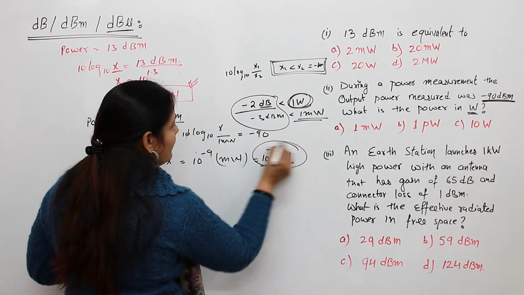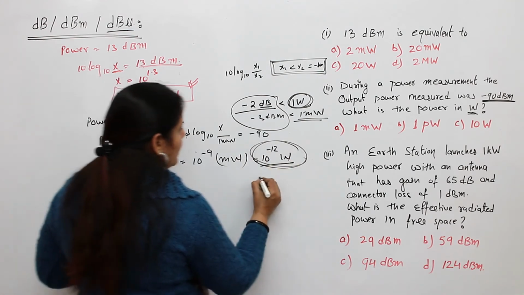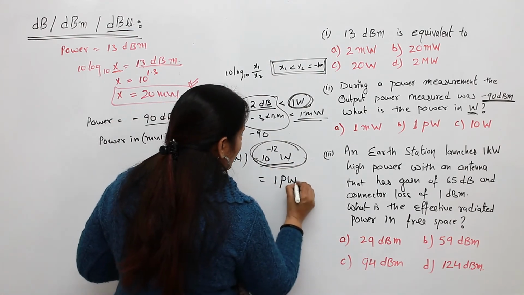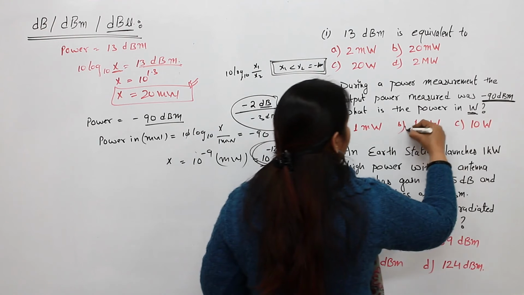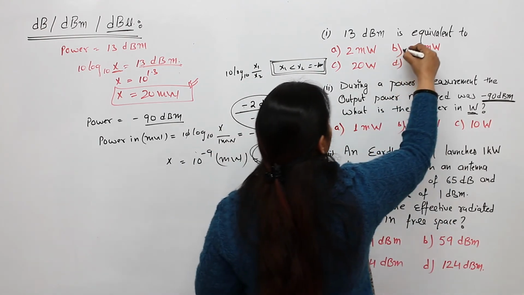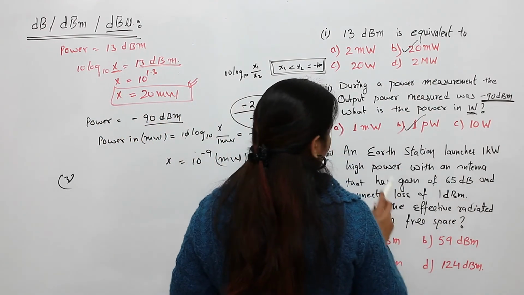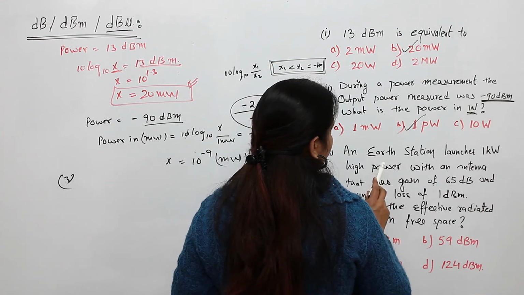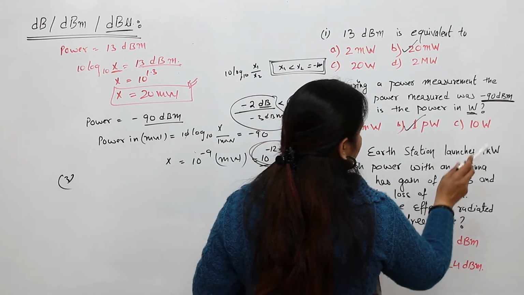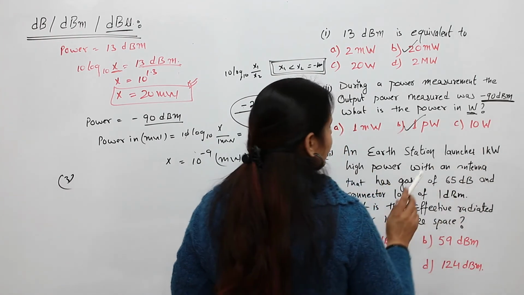So your answer will be 1 picowatt. This will be the correct answer. In the last one, 20 milliwatt was the correct answer. In this third example, you will find an example of interconversion of watt, dB and dBm.